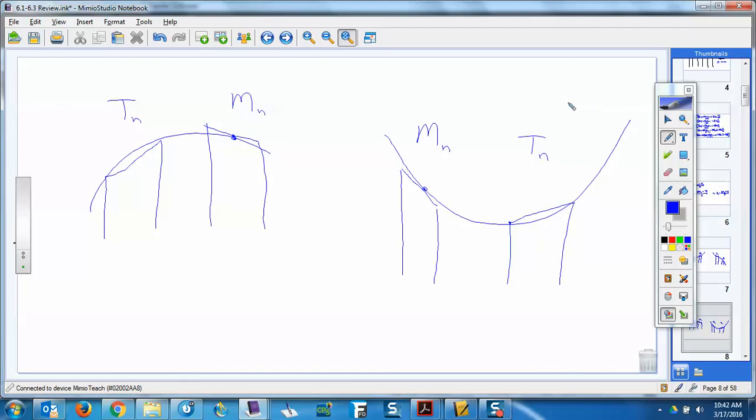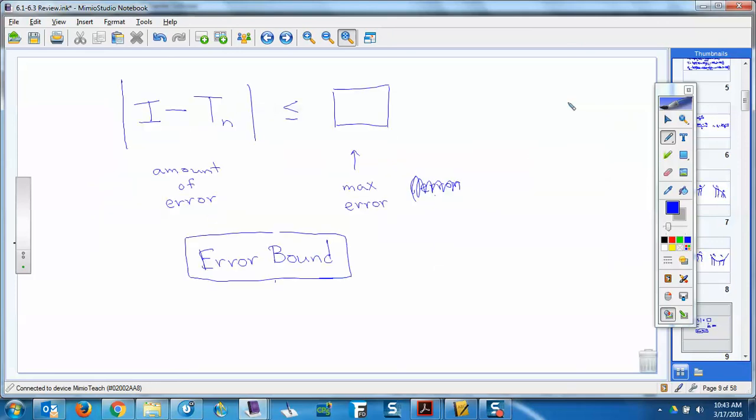Concavity is the key here. Concave down, trapezoids will be under, midpoints will be over, because remember, midpoints have pivoted trapezoid. Concave up, midpoints are under, trapezoids are over. So, you know, that kind of thing. So we had some of those kind of questions.